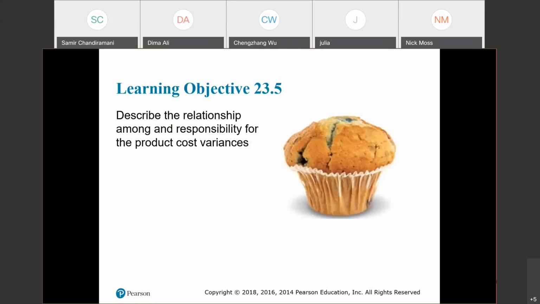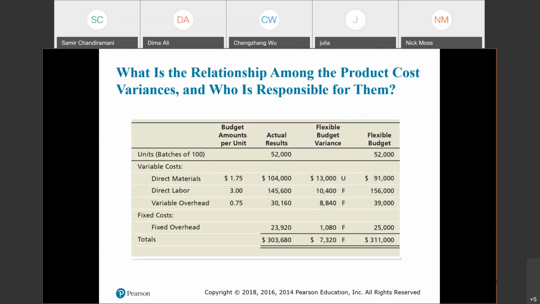All right. Now we have looked at the individual cost standards variances. Let's look at the big picture. This slide again shows the flexible budget variance for the product cost. It has direct material, direct labor, variable overhead, and fixed overhead.